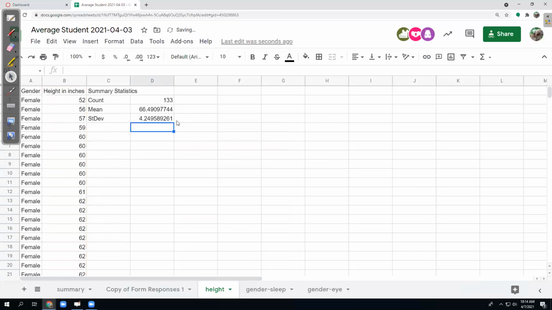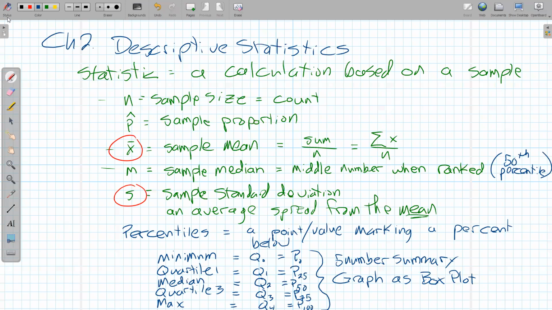Add that to the notes. So for standard deviation here, the spreadsheet formula is STDEV.S, and then we highlight where our data is. Average here, mean is average, and then your data.